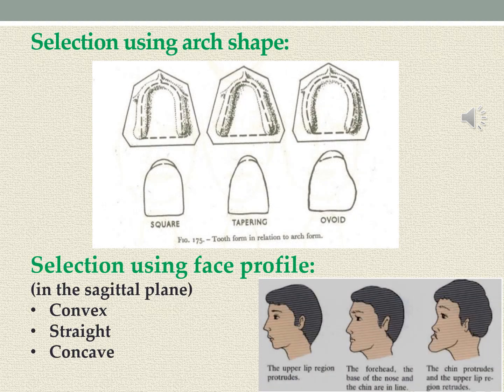Another theory states that the shape of upper teeth correlates with the shape of the upper dental arch. So, a square arch should have square anterior teeth. Tapering arch should have tapering anterior teeth, and an ovoid arch should have ovoid anterior teeth. Also, using face profile, if we look at the face in the sagittal plane or from the side, you can see the first one is convex, the second one is concave, and the third one is concave. Okay, so the profile of teeth should correlate with the profile of the face. All of these are theories, but we can use them during the selection of teeth.